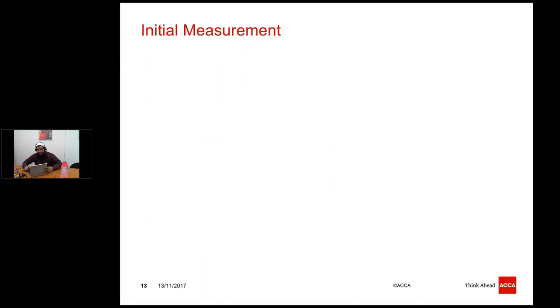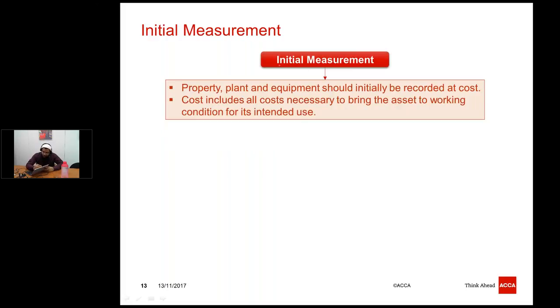Okay, now let's discuss the initial measurement. How do we record the asset initially in the financial statements? For initial measurement, we say that the property, plant and equipment should initially be recorded at cost. Now, what do we mean by cost? The cost includes all costs necessary to bring the asset into the working condition for its intended use. The cost includes every cost necessary to bring the asset into its intended use.